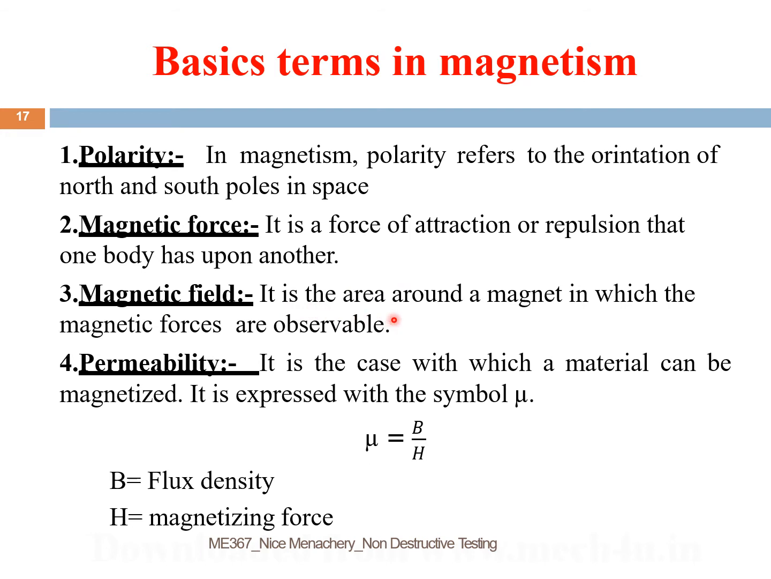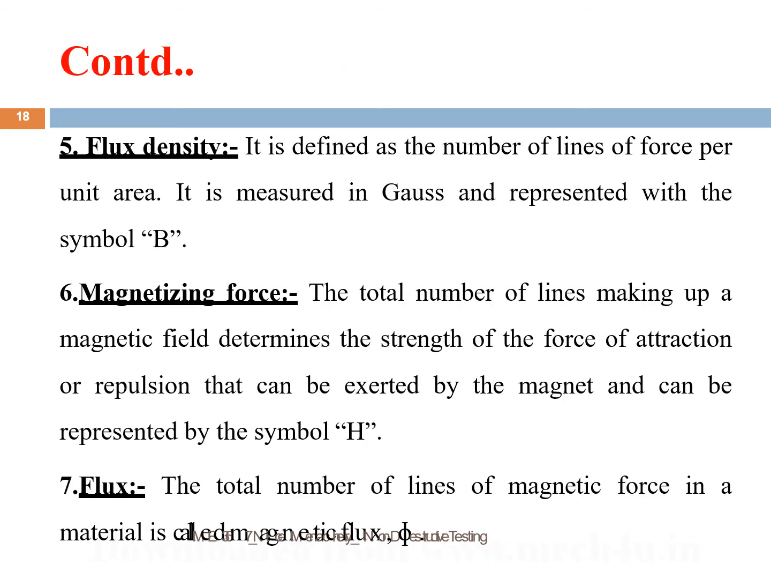Now, a magnetic field is the area around a magnet where the magnetic forces are observable and appreciable. Permeability is the ease with which a material can be magnetized. It is expressed as mu. Mu is equal to B by H, where H is the magnetizing force or external magnetic field that is being applied. B is the magnetic flux density, or the magnetic field that is developed by the material due to the external magnetic field.